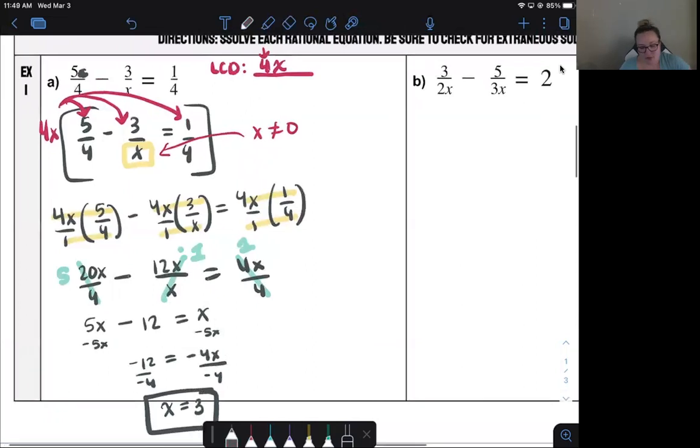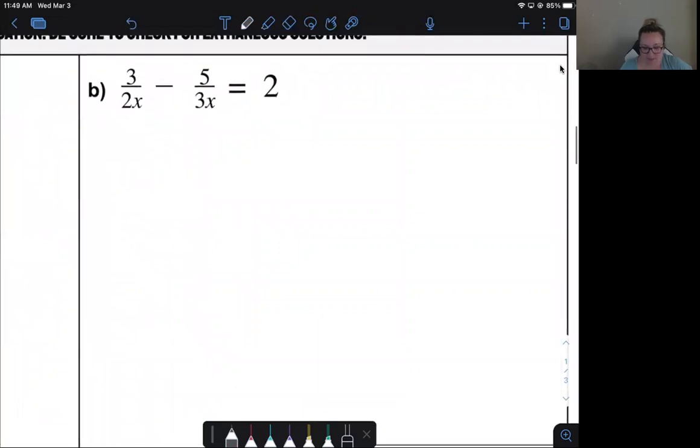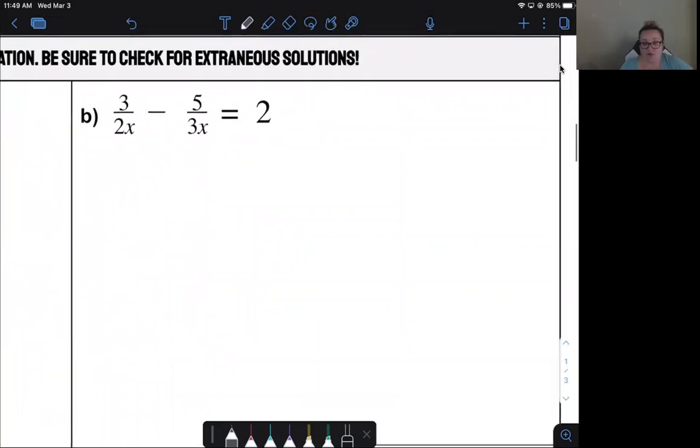All right, so part B, 3 over 2x minus 5 over 3x equals 2. I'm going to walk you through the steps for this problem. So step 1, I need you to find the least common denominator. We don't have to factor this one. There's nothing to factor. You just have to find the LCD. So tell me, what is our least common denominator?